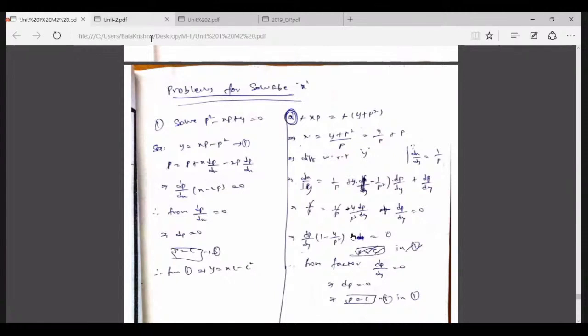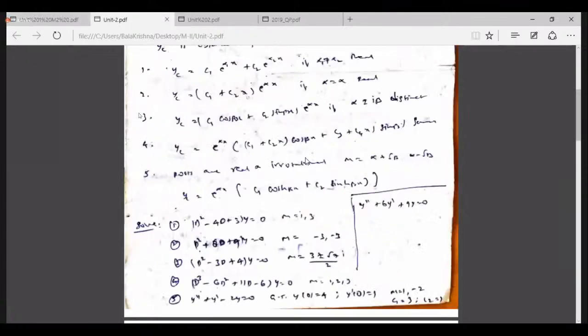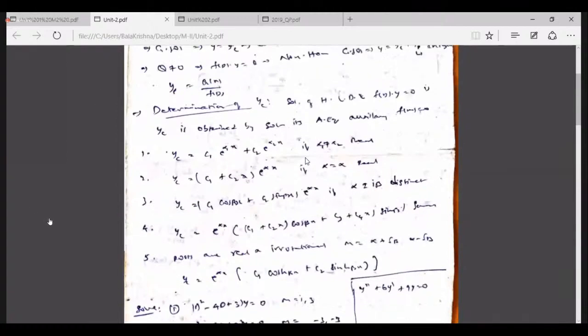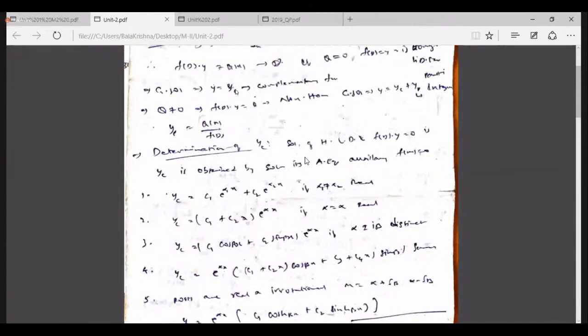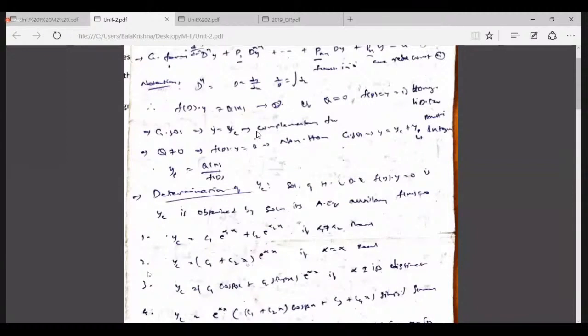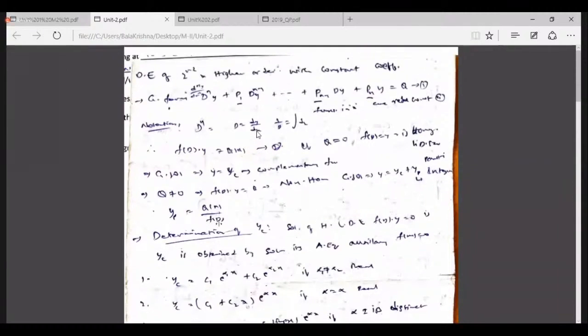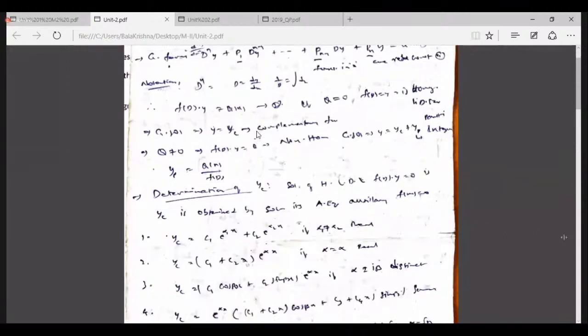Now just look at the second unit. The second unit is related to ordinary differential equations of higher order. That means the order is 2 or 3 or 4. Here you are given some different methods to solve these higher order differential equations.